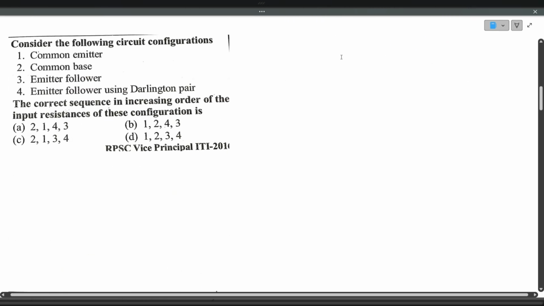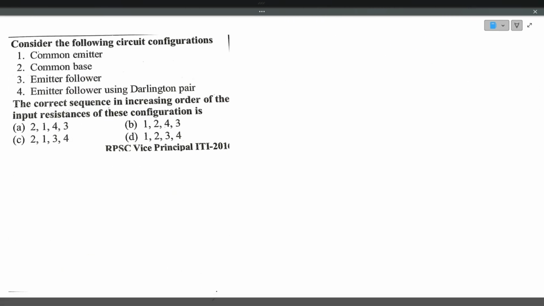Next question. Consider the following circuit configurations: common emitter, common base, emitter follower using a Darlington pair amplifier. The correct sequence is the increasing order of the input resistances.